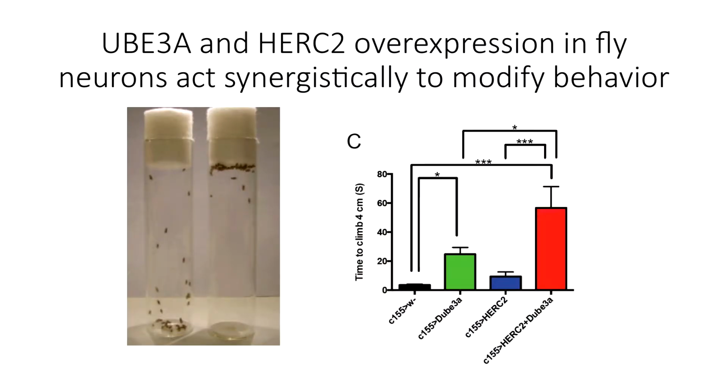The work I'm talking about today was done in neurons, not glial cells, so I moved back to neurons. The first set of experiments was a simple behavior assay, a climbing assay. It was known that if you overexpress just UBE3A, the green bar, flies have a climbing defect, so it takes them longer to climb up the tubes. When you overexpress just HERC2, the blue line, we don't see increased climbing defects. But when I overexpress both UBE3A and HERC2 at the same time, the red bar, it exacerbates that climbing defect. It takes them even longer than UBE3A overexpression alone to climb up the tubes.